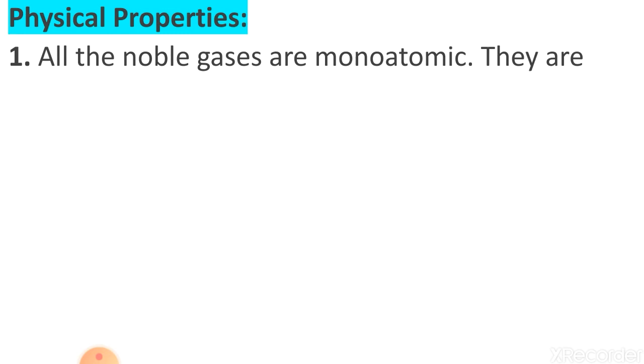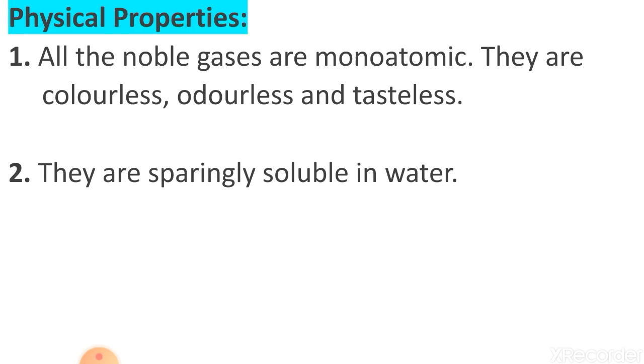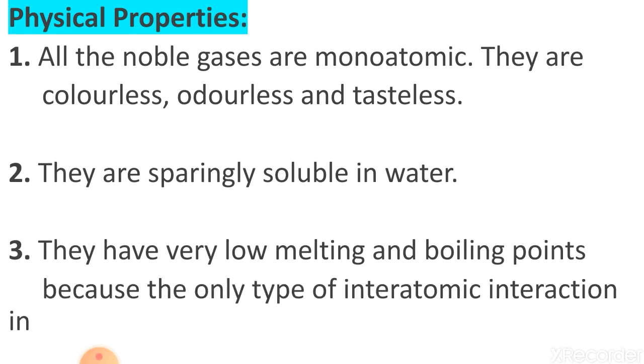And for a monatomic gas, the Cp by Cv ratio, that is the specific heat at constant pressure divided by the specific heat at constant volume, equals 1.66. This also indicates the monatomic nature of group 18 elements. They are colorless, odorless and tasteless. They are sparingly soluble in water. They have low melting points and boiling points, because the only type of interaction in these elements is the weak dispersion force, that is, London force.